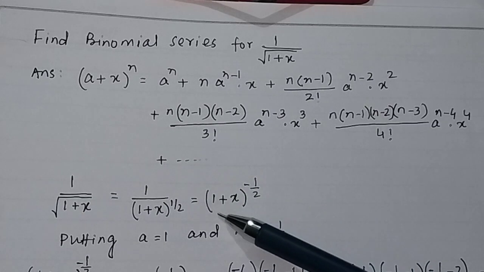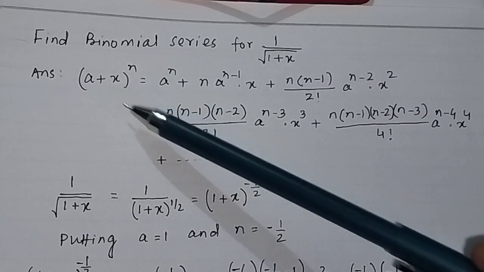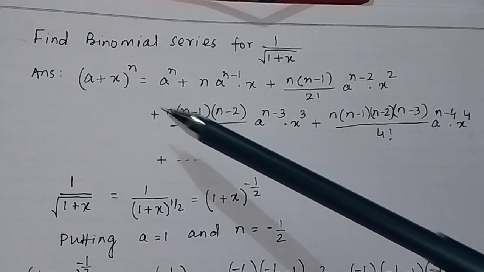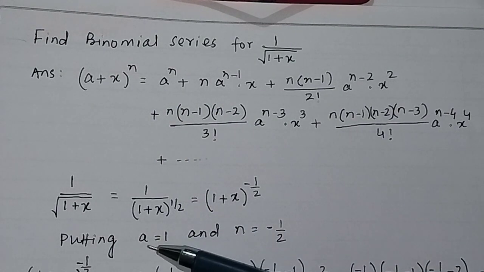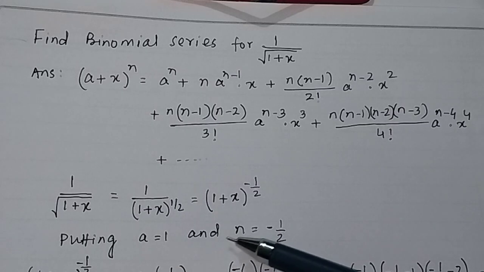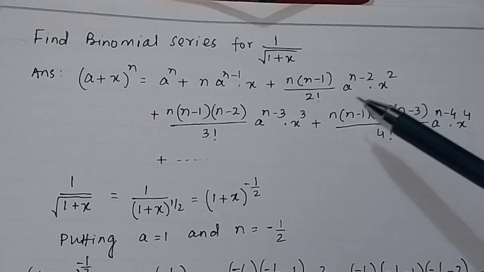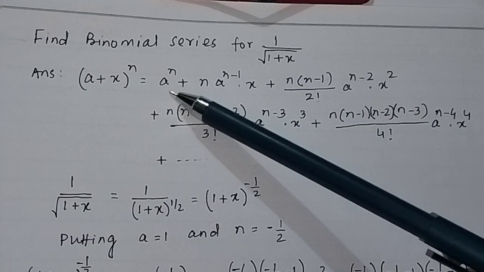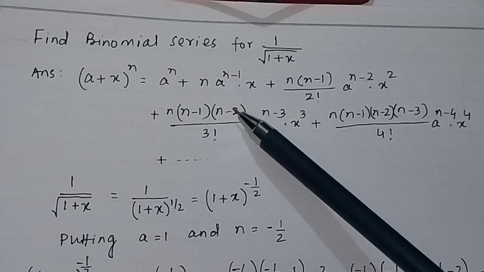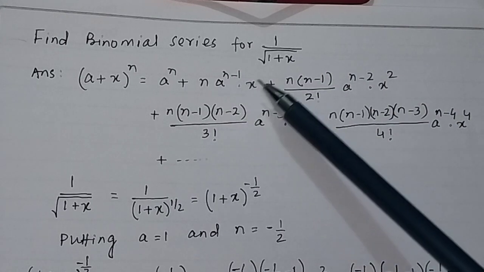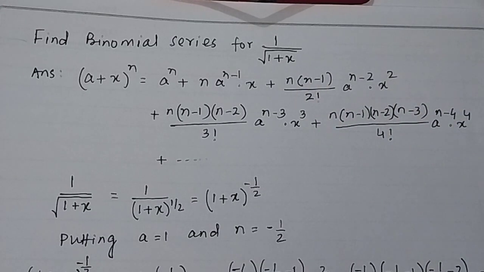And this is in the form of a binomial series like a plus x whole to the power n. Here a value is equal to 1 and x value is equal to x and n value is equal to minus half. So we put a equal to 1 and n equal to minus half in this expansion, and then you can find the binomial expansion or series for the given function 1 divided by square root of 1 plus x.